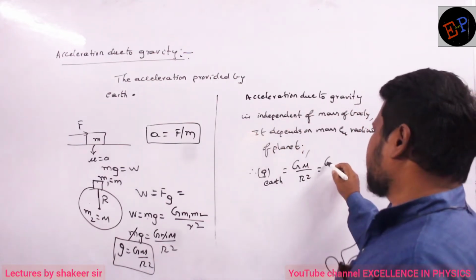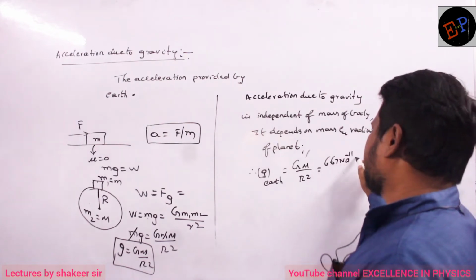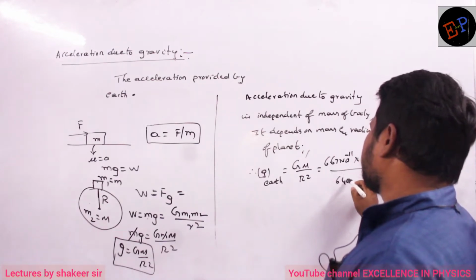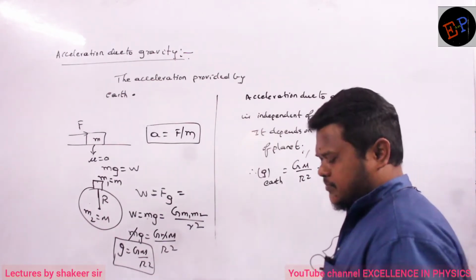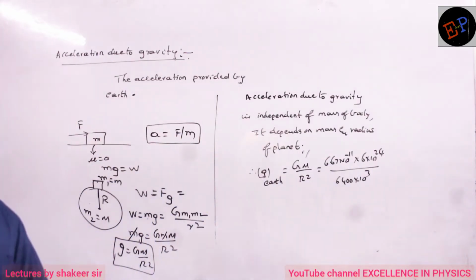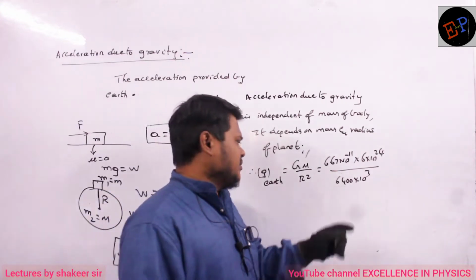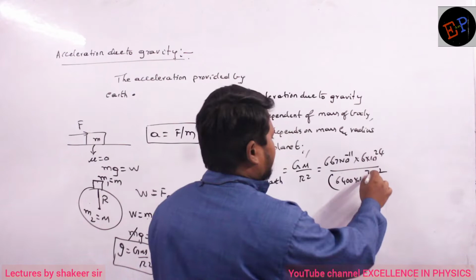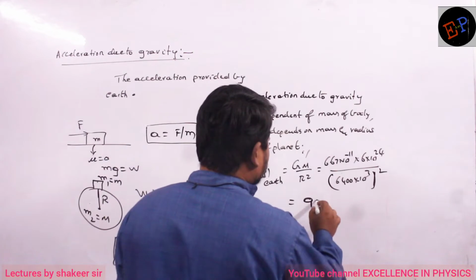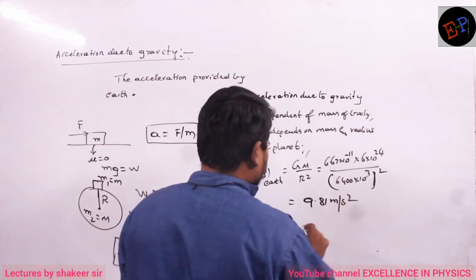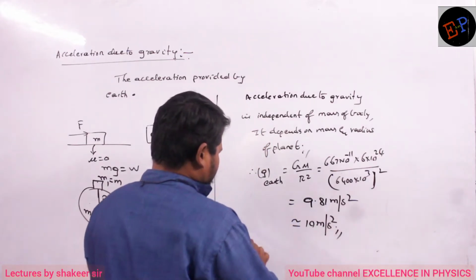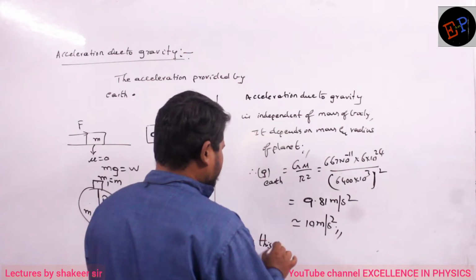G value we know, no? 6.67 × 10^-11. Mass of Earth is 6 × 10^24 kg. Radius of Earth is how much, ma? 6400 × 10^3 meters. 6400 kilometers is the radius of Earth. Okay, I want to convert it into meters, no? So 6400 multiplied by 10^3 whole square. If you do this total calculation, it is approximately 9.81 meter per second square, or you can call approximately 10 meter per second square.